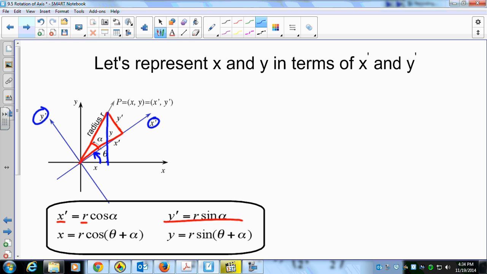The other equations are coming from this triangle here, where our angle is alpha plus theta, and we can see that our true x is r times the cosine of alpha plus theta, because cosine is x, and y is r sine of alpha plus theta. So we'll use these to convert back and forth between our two number systems, our x y system, which is our axis here in the black, and our x prime y prime, which is our axis system here in the blue.